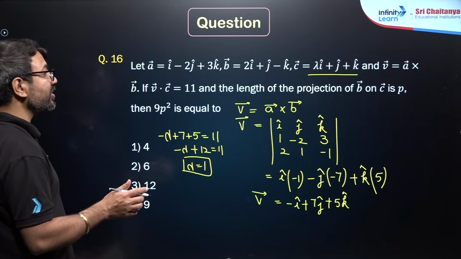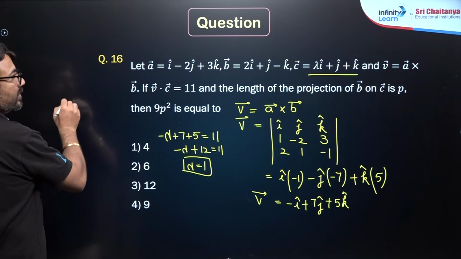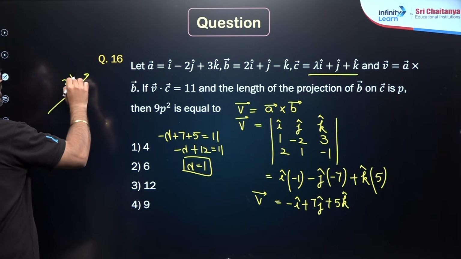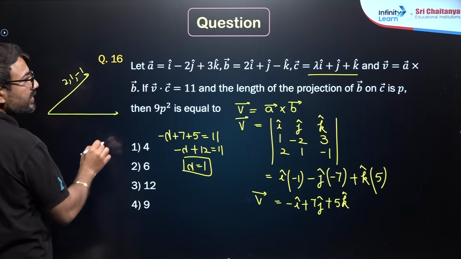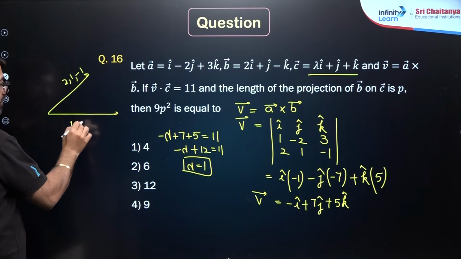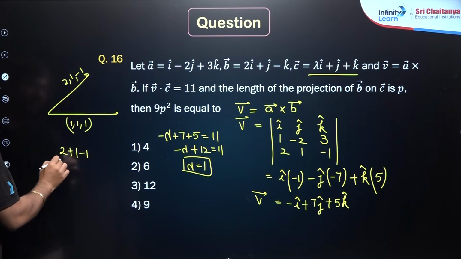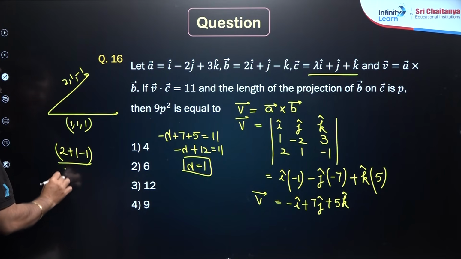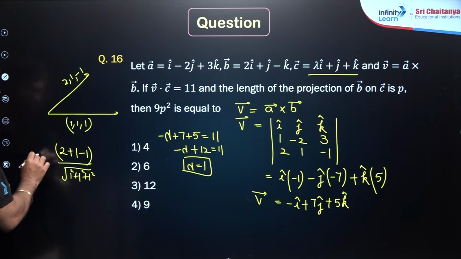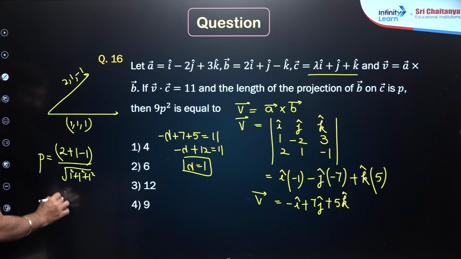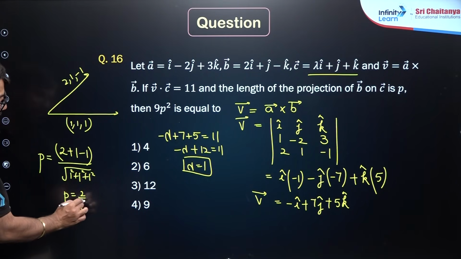Then the length of projection of B on C. So B is (2, 1, -1), and C is (1, 1, 1). So this dot this will be 2 plus 1 minus 1, and then divided by the square root of 1 squared plus 1 squared plus 1 squared. This is the P value. So the P value will be 2 upon root 3.